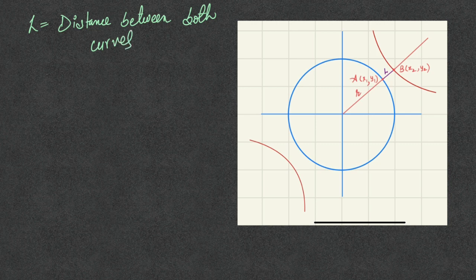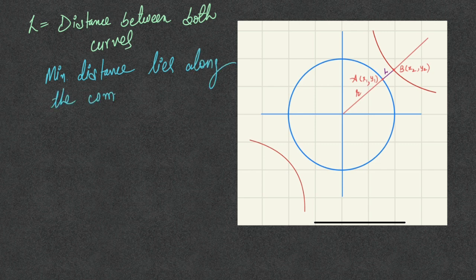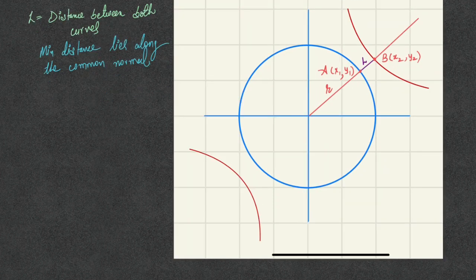Identify the fact that minimum distance lies along the common normal. If this is the tangent from this point, let's say, so the common normal will be this. So this distance from here to here will be the minimum distance. So we need to find this value of L.